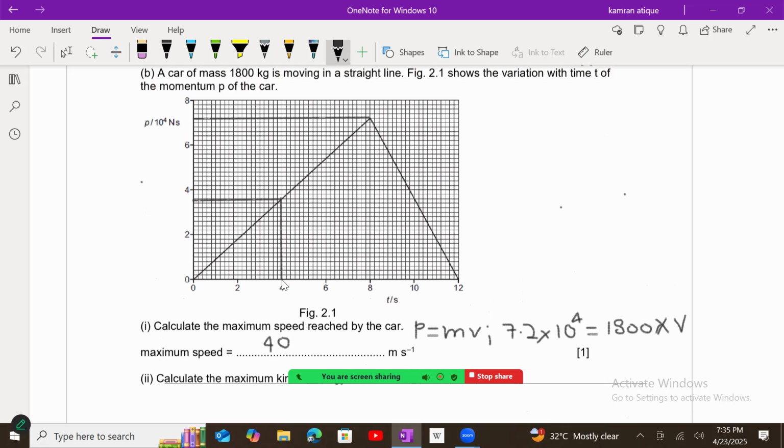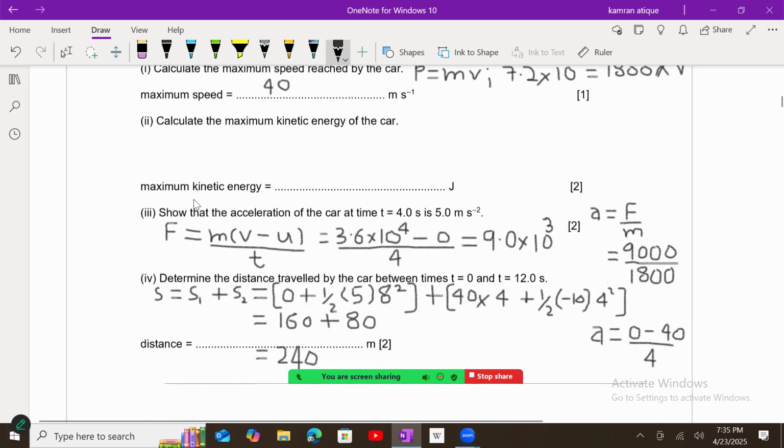So I have drawn a straight line parallel to the y-axis from the 4 second mark, moving to the graph. Then I have drawn a line parallel to the x-axis and touched the y-axis at this particular value. This value is noticed from here, and this value can be used in our calculation. As you can see, the definition of force is the rate of change of momentum.